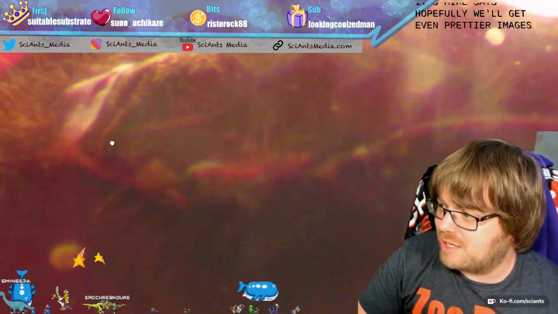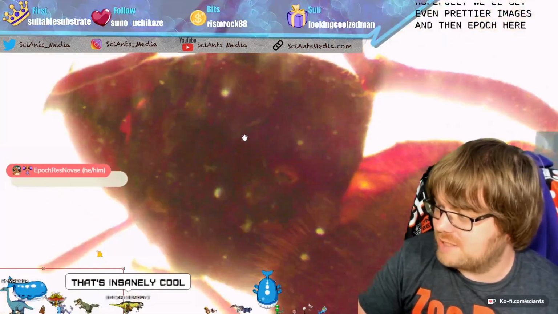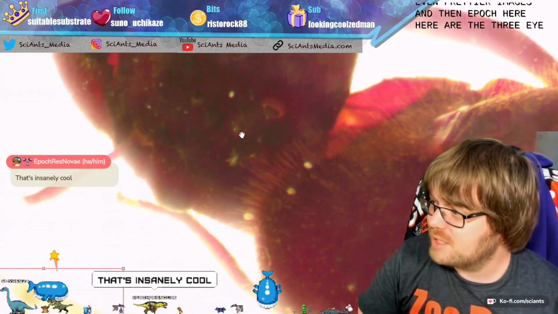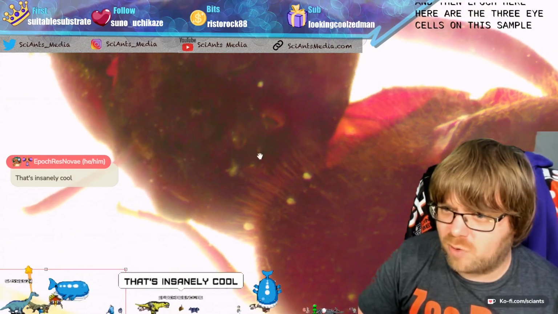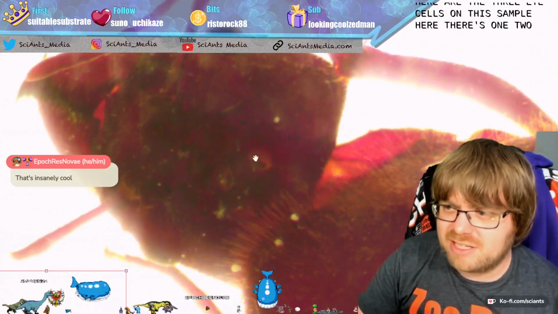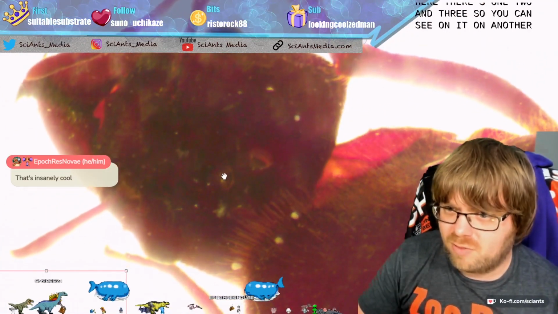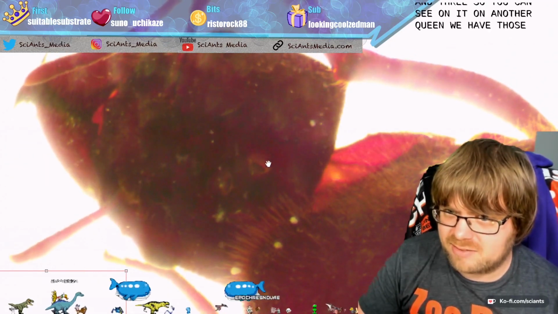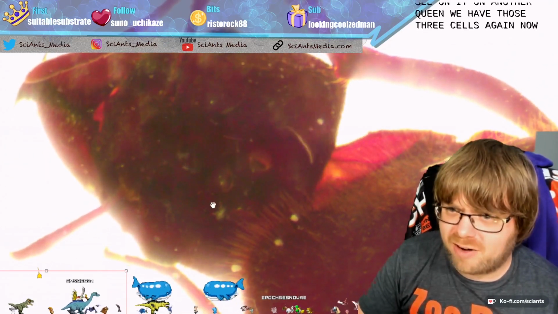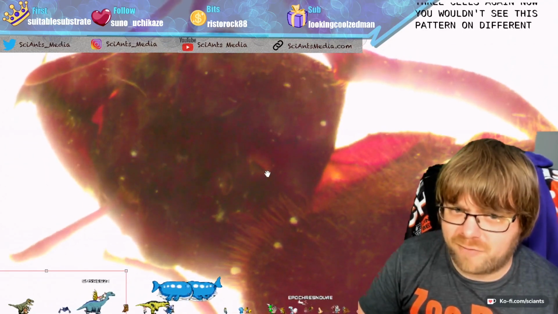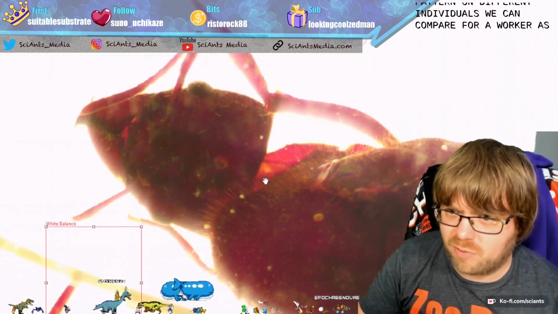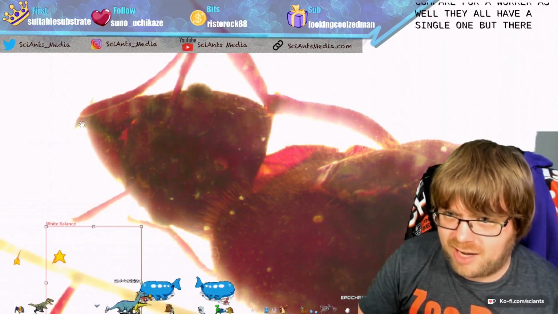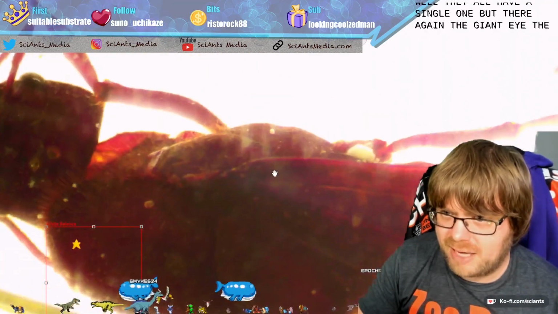And then Epoch, here are the 3 eye cells. On this sample here, there's 1, 2, and 3. So you can see on another queen, we have those 3 cells again. Now you wouldn't see this pattern on different individuals. We can compare for a worker as well. They'll have a single one. But there again, the giant eye, the serrated teeth, or mandibles.